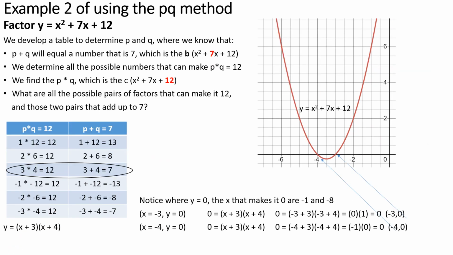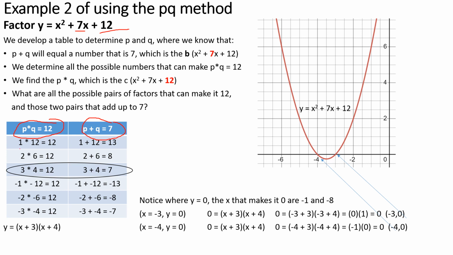We can use the PQ method on this one. y equals x squared plus 7x plus 12. My P plus Q is 7. I'll put that right there. My P times Q is 12. So let's figure out all the factors that give me 12.